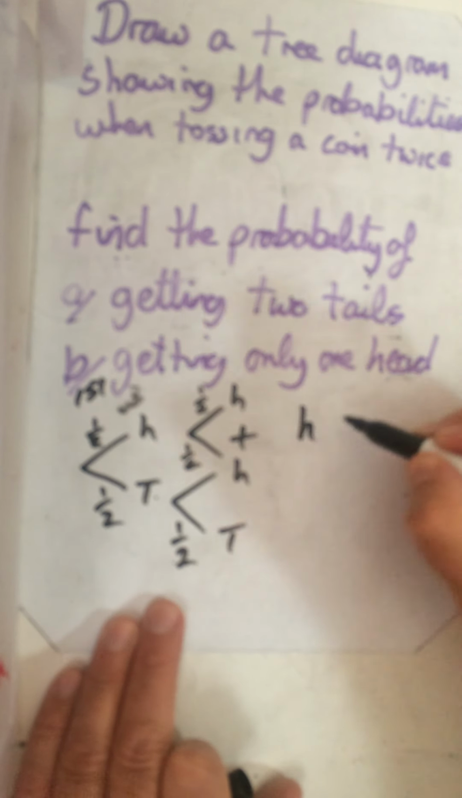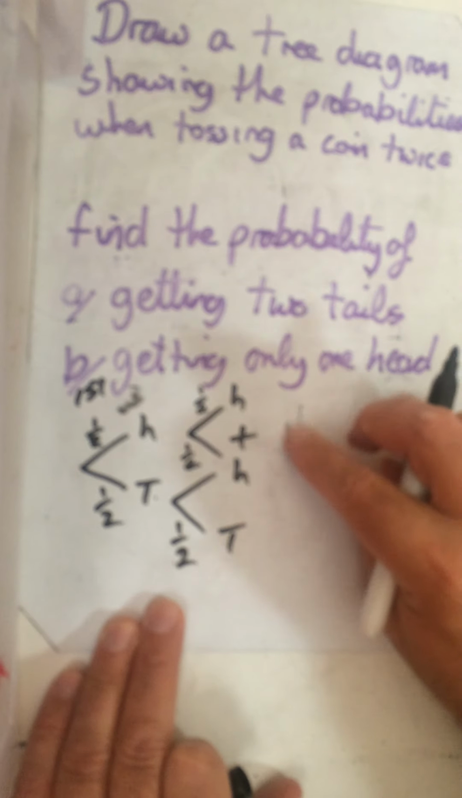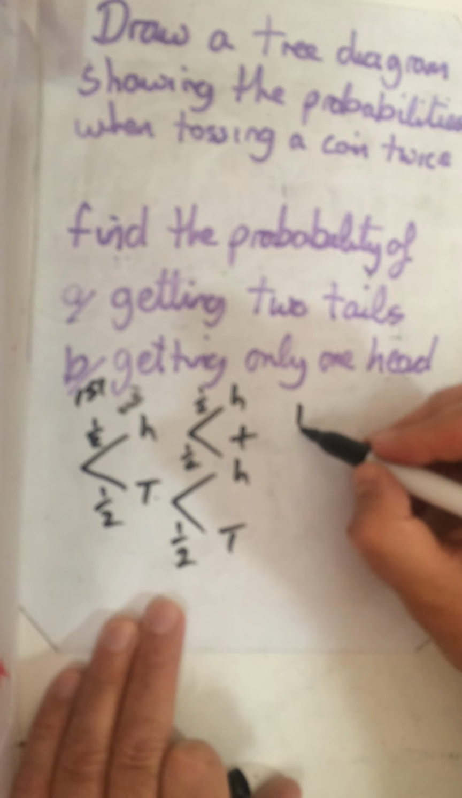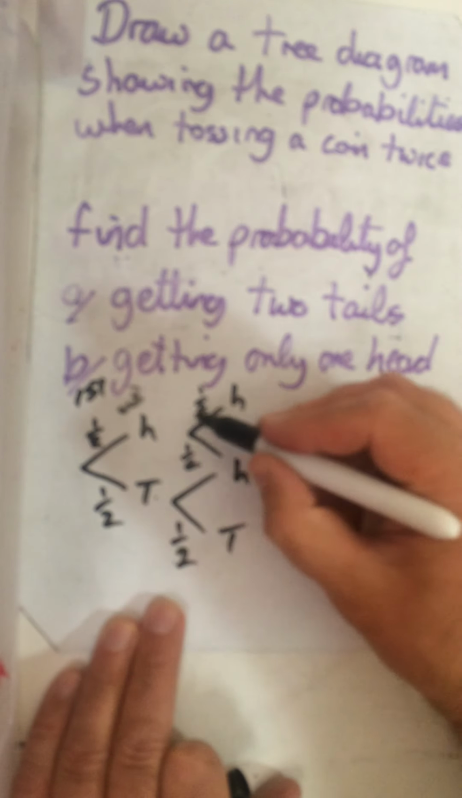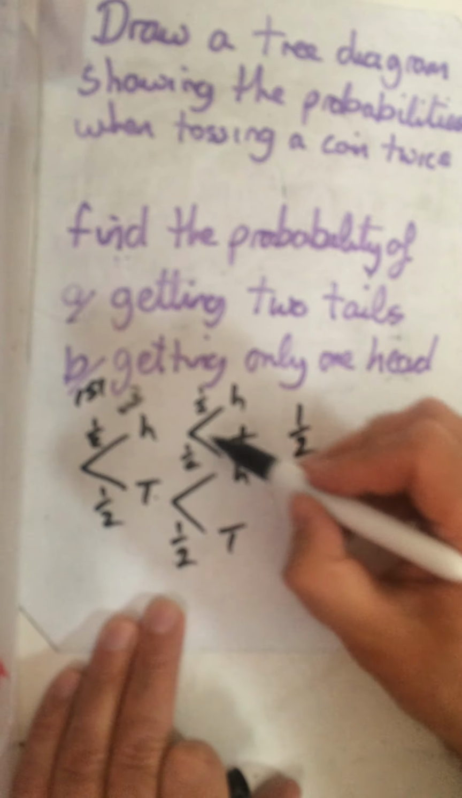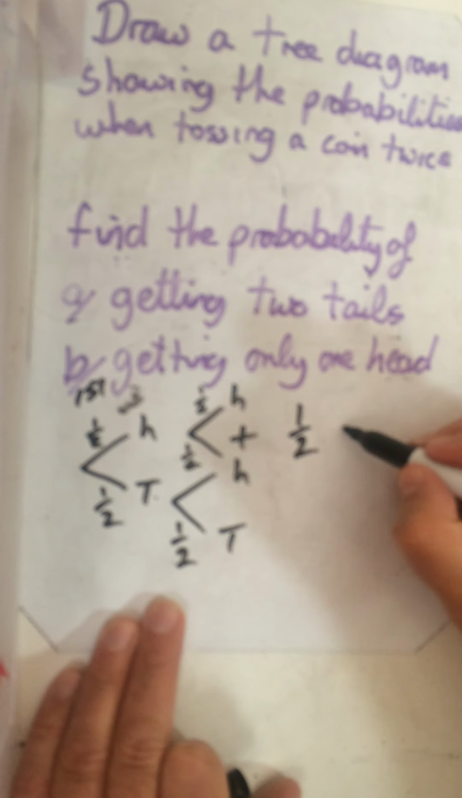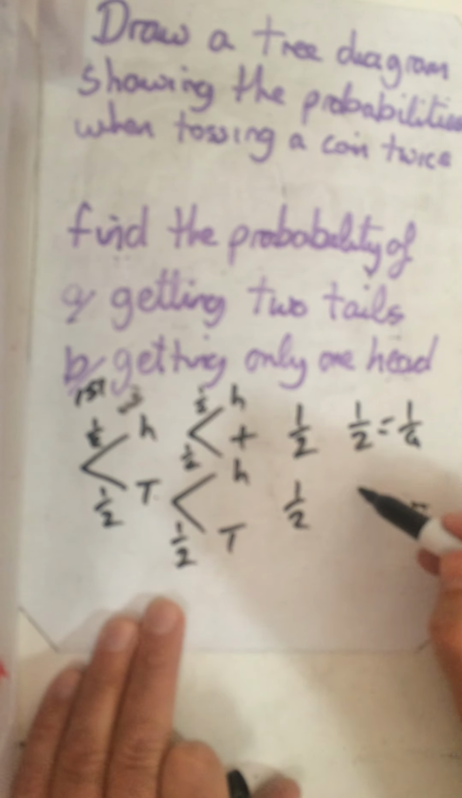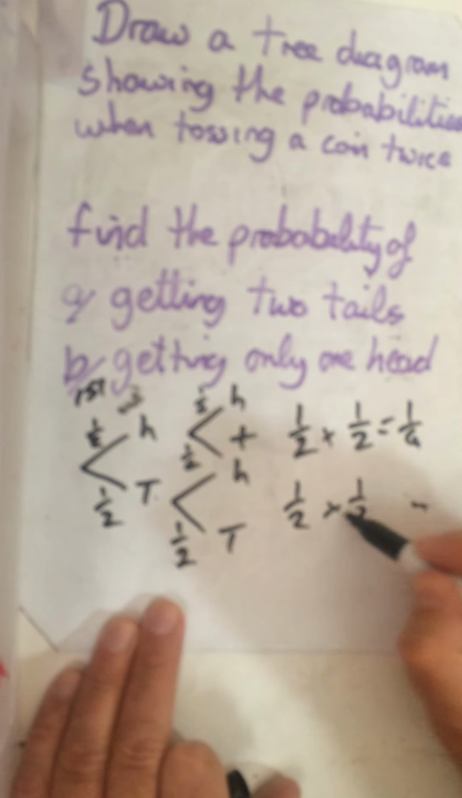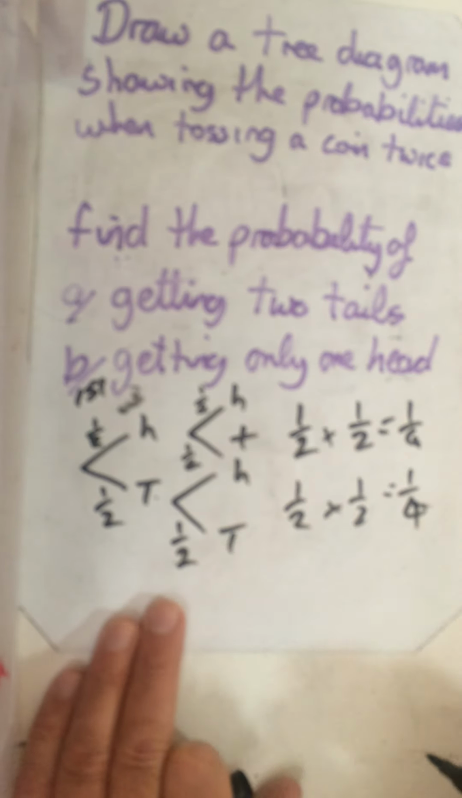Right, and then to get only one head, we can go this way, we can have a head here, which is a 1 in 2 chance there, and then we can have a tail here, which is also a 1 in 2 chance. So we've got a 1 in 4 chance going in this direction, and then the same down here, we're going to have a tail first, 1 in 2 chance, and then going up to get a head, a 1 in 2 chance. So that is also a 1 in 4 chance.